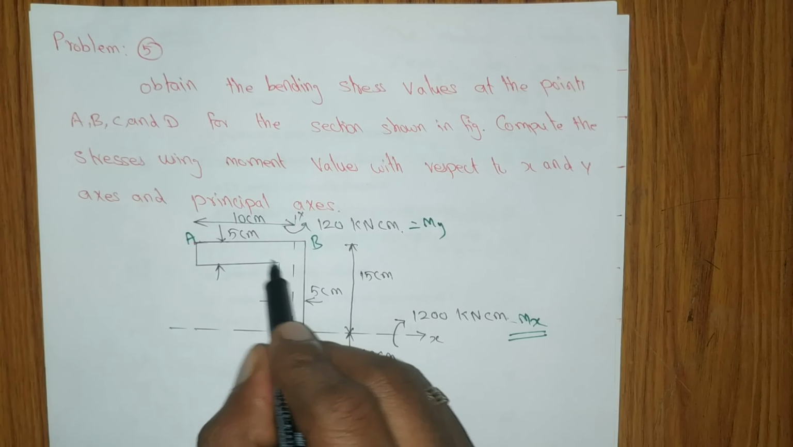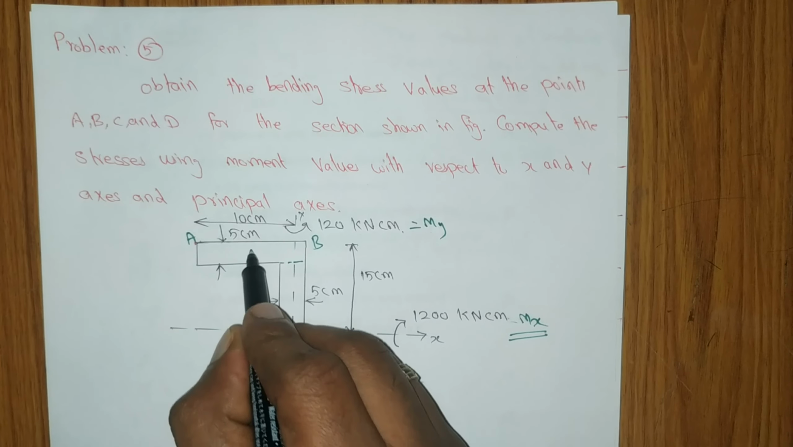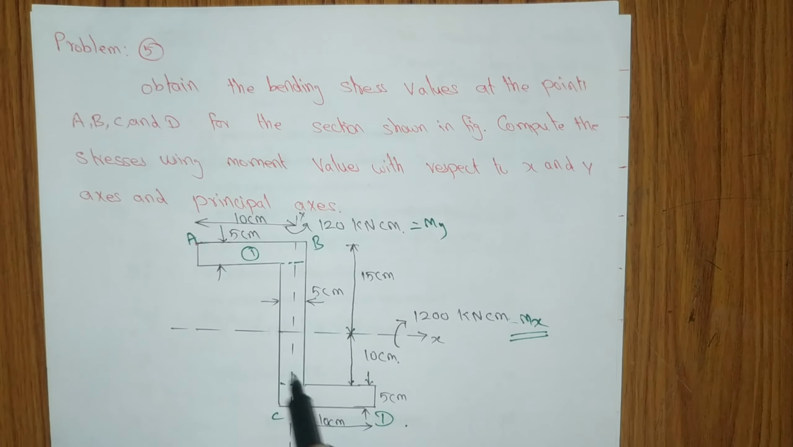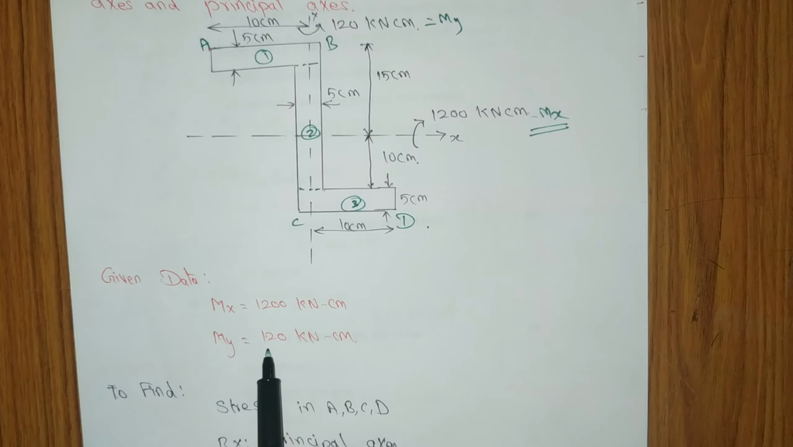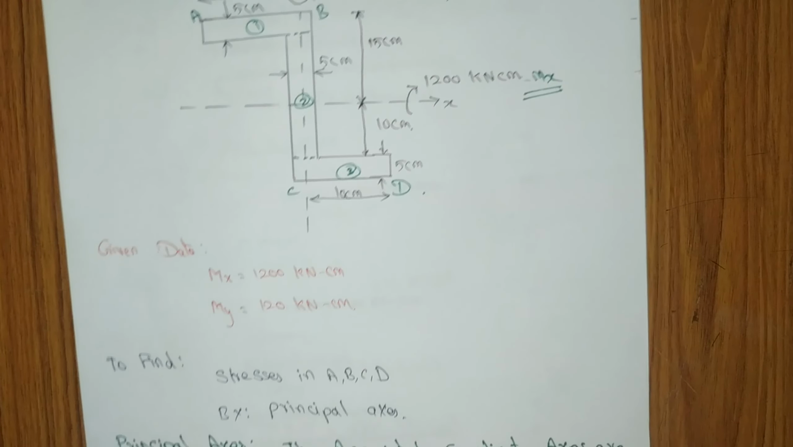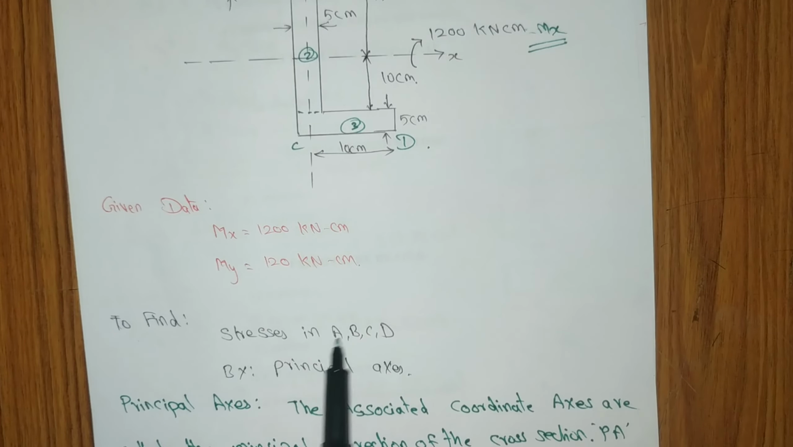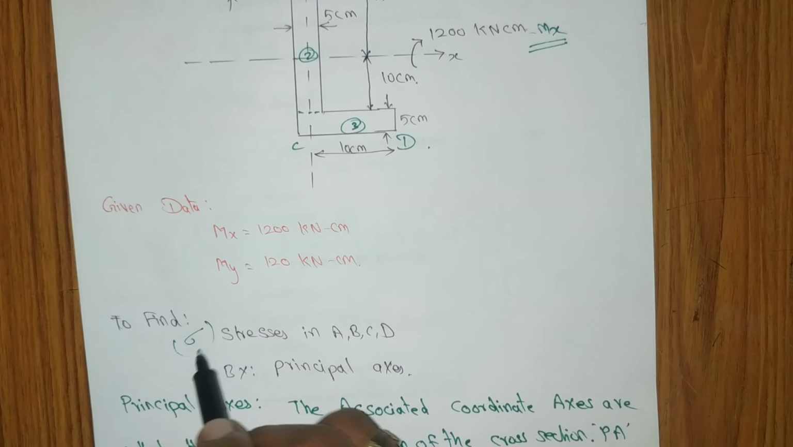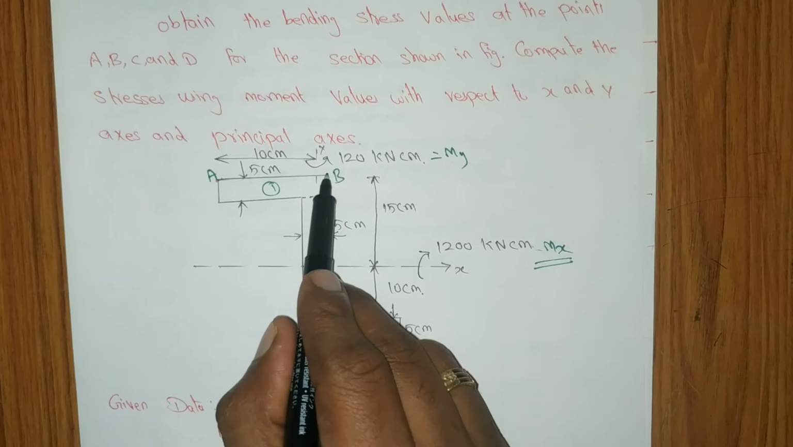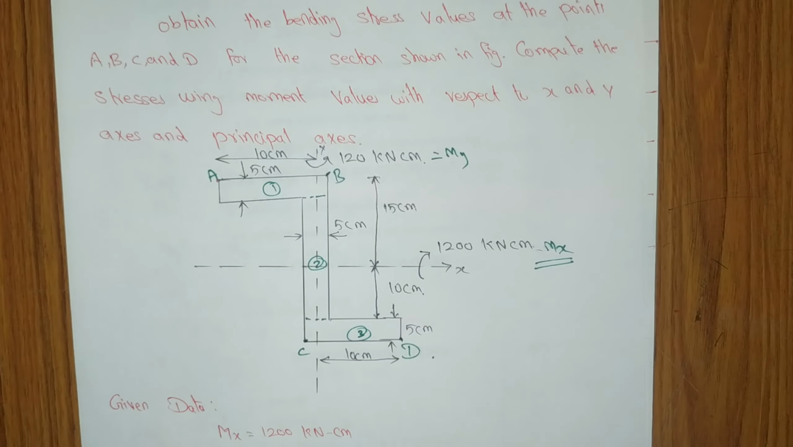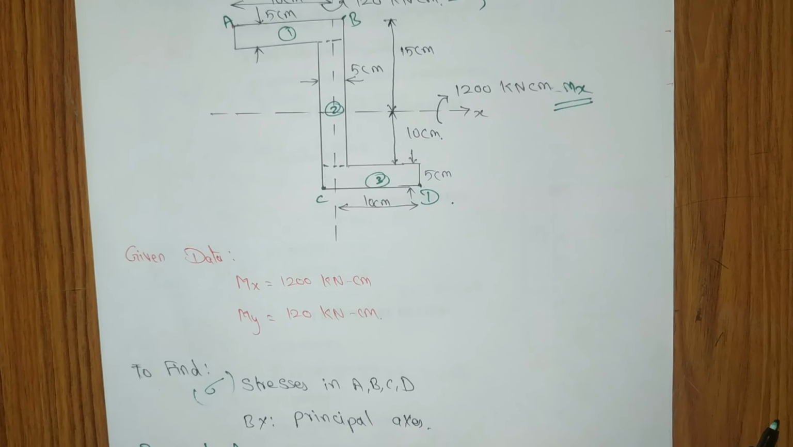Let us consider in the Z section, this is element 1. We will cut here, and this is element 2 and this is element 3, right? So the data are Mx 1200 kilonewton centimeter, My equal to 120 kilonewton centimeter. We have to find the bending stresses at A corner point, B corner point, C and D corner points. We need to find them using the principal axis method.